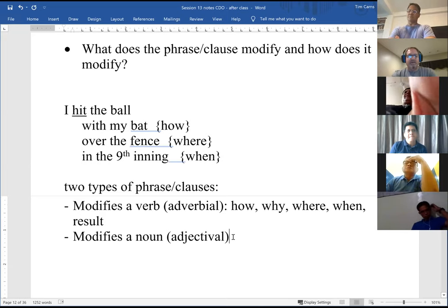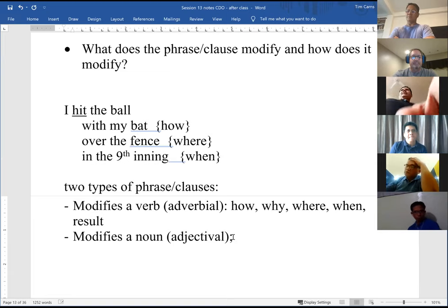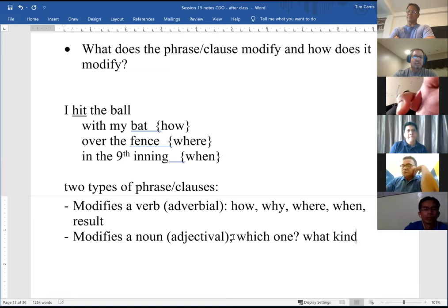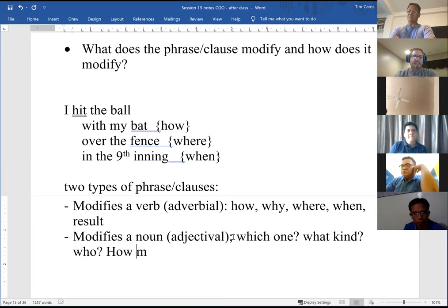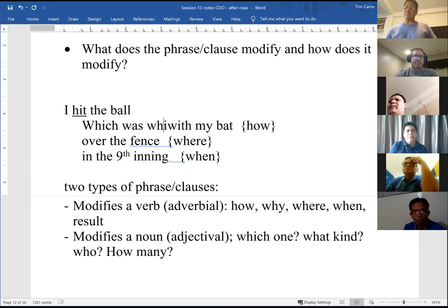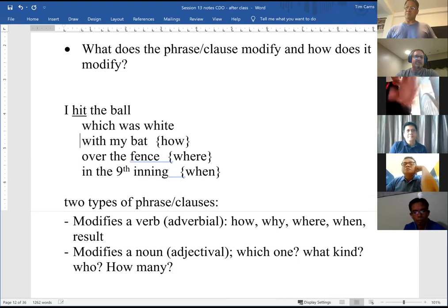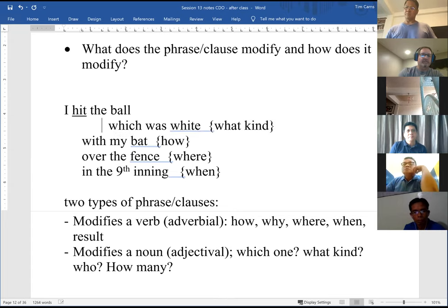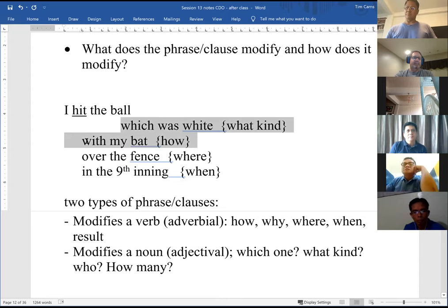Now, to modify a noun, that'll answer the questions of which one, what kind, who, how many. All right? And that's why when I hit the ball, which was white. Now, this isn't answering a how, a when, or a where. It's answering what kind. It's describing something. And in this case, it's describing the ball. So I put it like this. See that? So that phrase is modifying ball. So I put it under ball. These three phrases are modifying hit because they're telling me something about the action.